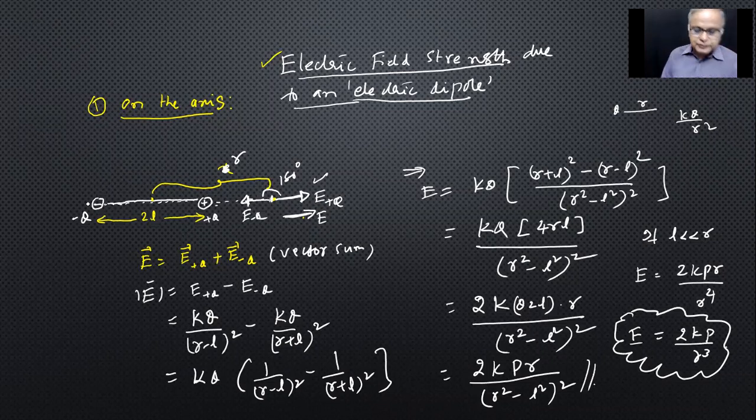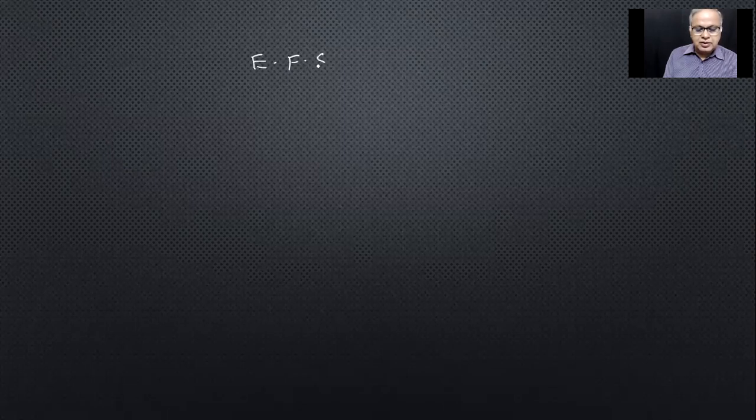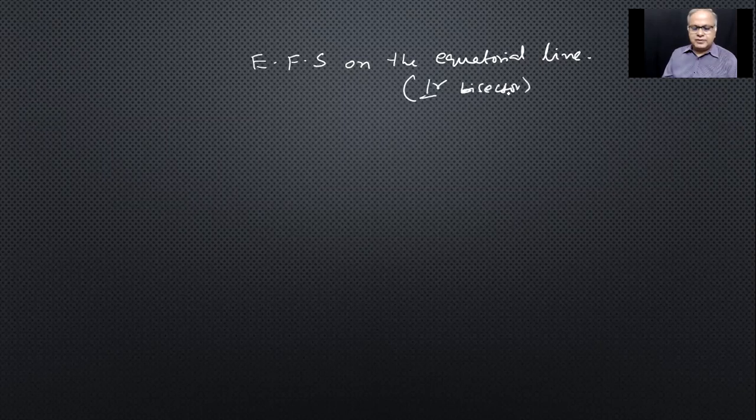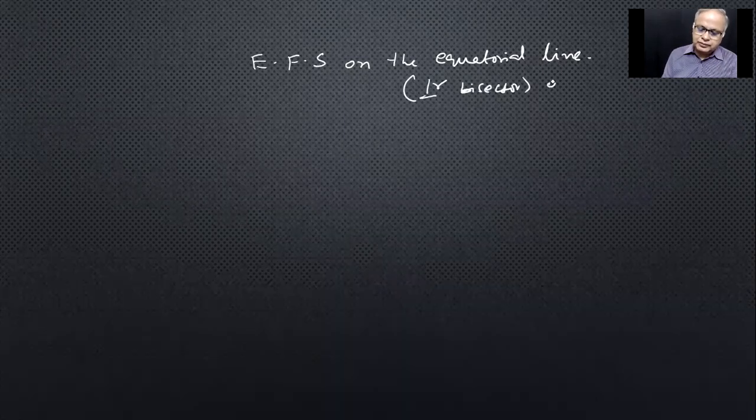Okay. Can I continue for the next one? Yes, sir. I'm going ahead. So electric field strength at a point on the equatorial line. It's basically the perpendicular bisector of a dipole.